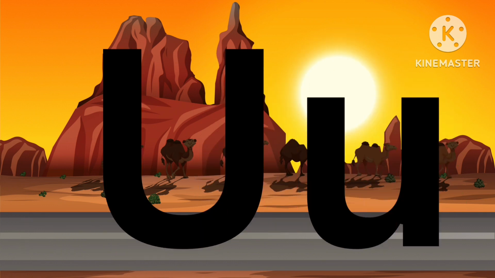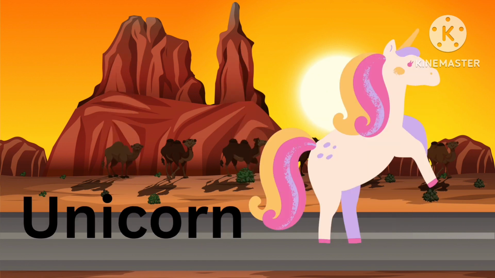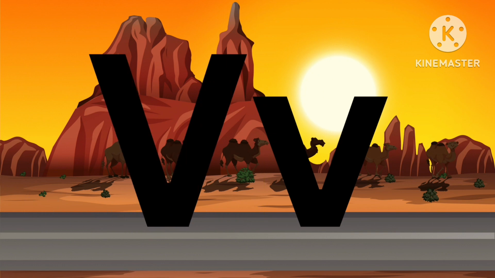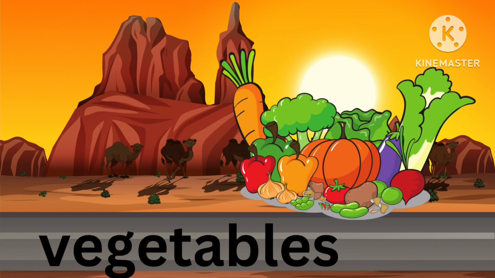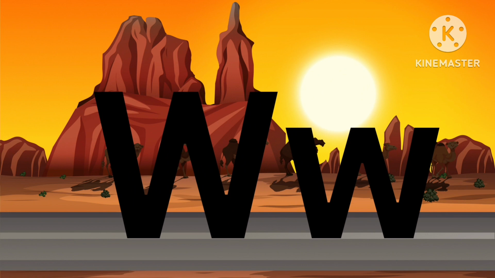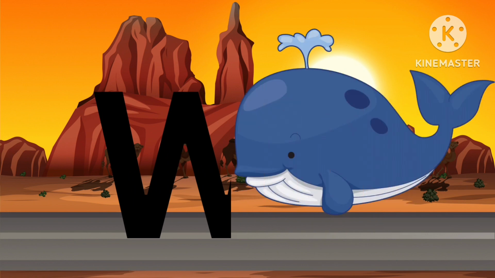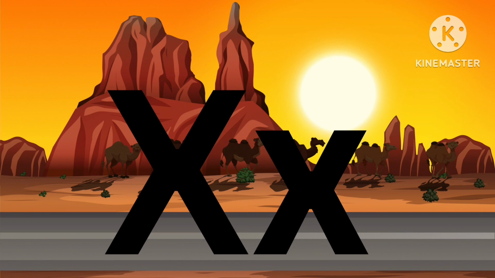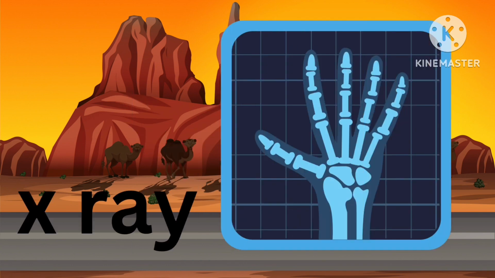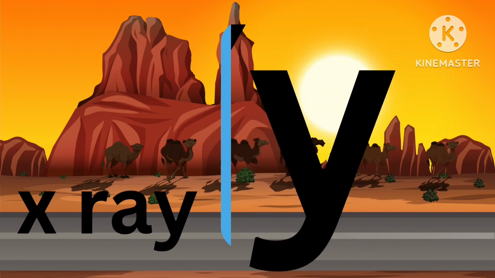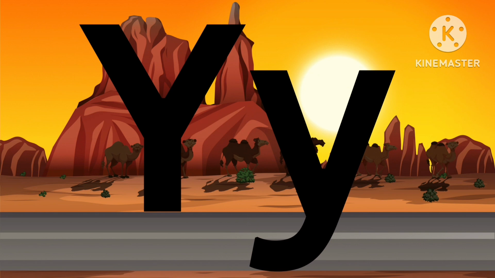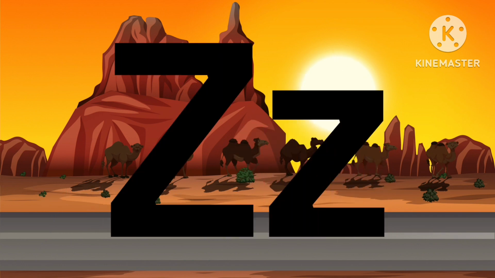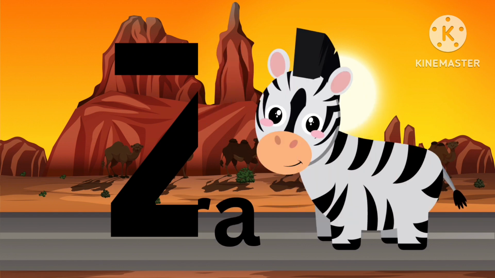U. U for unicorn. V. V for vegetables. W. W for whale. X. X for x-ray. Y. Y for yarn. Z. Z for zebra.